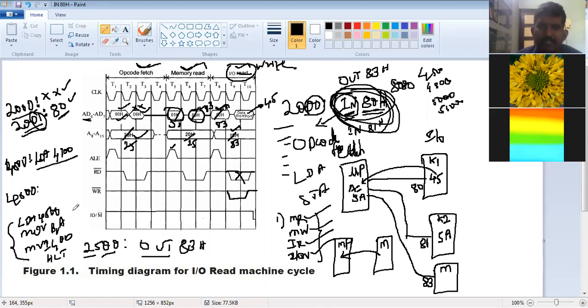First line, this many T states; second line, this many T states; like that you tell me, so that we can rectify the mistake. Don't add all the T states and give one answer. I want you to say first line, this many T states, second line, this many, third line, this many, fourth line, this many. Like that, please mention.